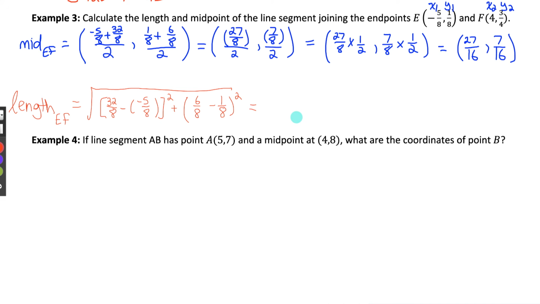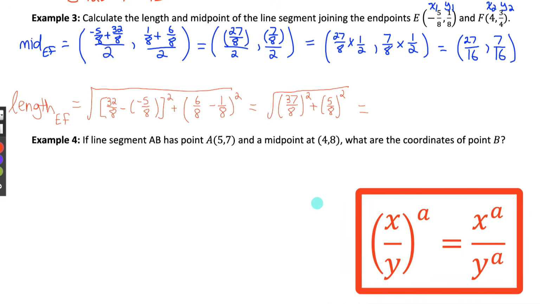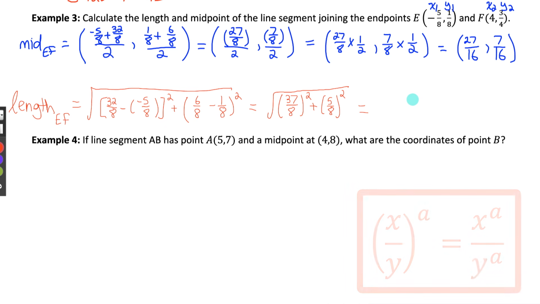We just subtract the numerators and leave the denominator the same. 32 over 8 minus negative 5 over 8 would be 37 over 8. And 6 over 8 minus 1 over 8 is 5 over 8. When you have an exponent on a fraction, you need to apply that exponent to the numerator and denominator. So I would need to square the 37 and the 8 in the first fraction.